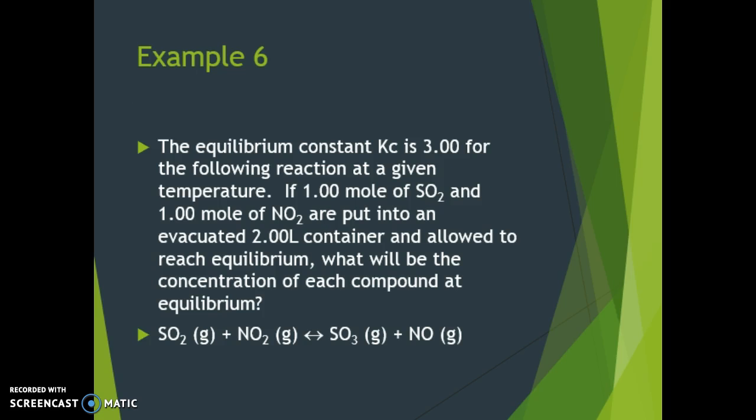Here's problem number 6. We have an equilibrium equation down at the bottom. We're given the Kc value of 3.0, and we're also given initial concentrations for 2 of our reactants, 1 mole of each of them, but this time they're in a 2-liter container. Remember that you do need to know the concentration, so you'll simply take the moles divided by the liters. Now, since this is an equilibrium problem, we're going to go back and look at that ICE chart type problem, and let's set one up now.